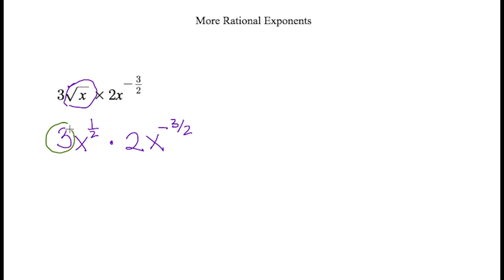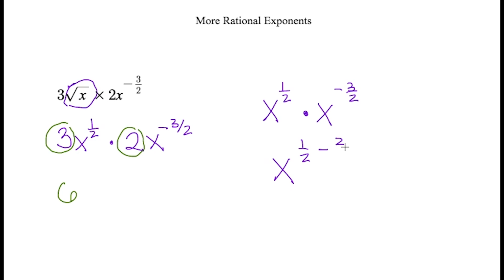So with the coefficients, I can just multiply them together. 3 times 2 is 6. And I'm just going to leave that over here for right now. Now with the exponents, we're multiplying x to the 1/2 times x to the negative 3 over 2. And when we're multiplying, we are adding the exponents together. 1/2 plus negative 3 over 2 is the same thing as 1/2 minus 3 over 2.